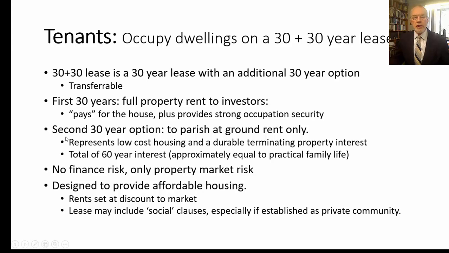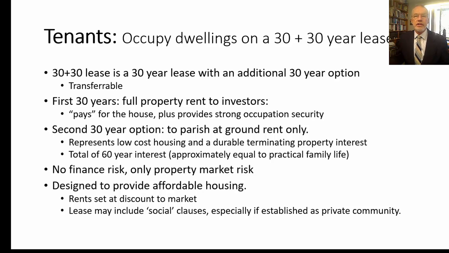I'm recommending a second 30-year option, and that would be a lease to the parish only and at ground rent only. What this means is that after the tenants have paid close to a social market rent for that 30 years, and if you like have virtually paid off the interest in the construction, at least they've paid sufficient so that the investors have a good return, and then they basically retire out of the project. The tenants then have a further 30-year option where all they pay is the ground rent.